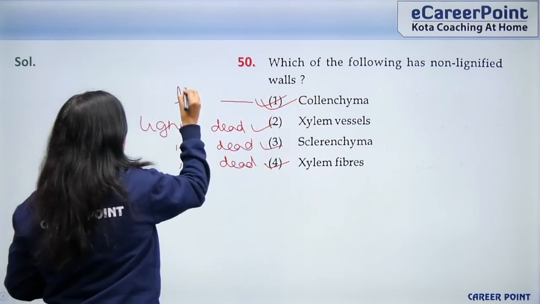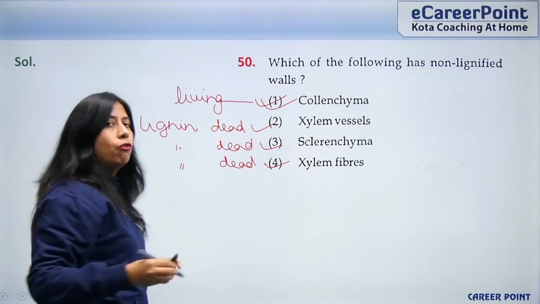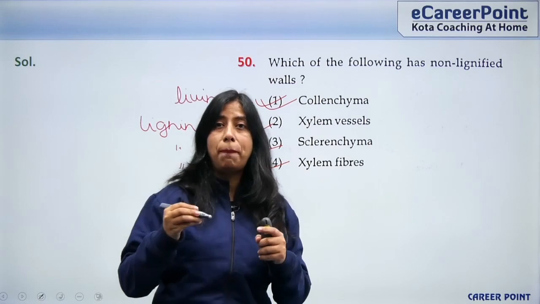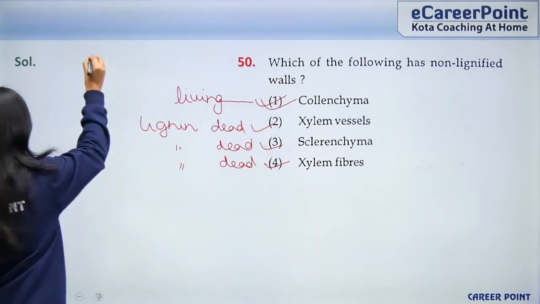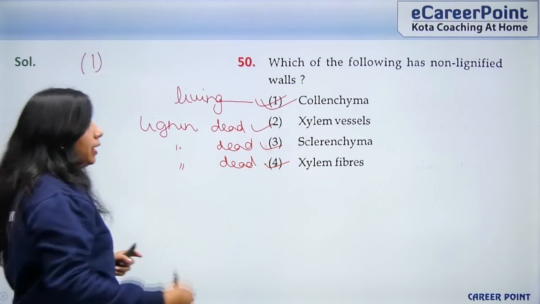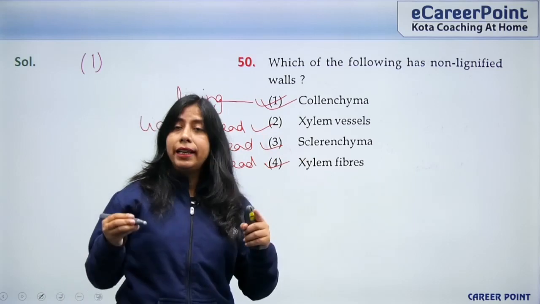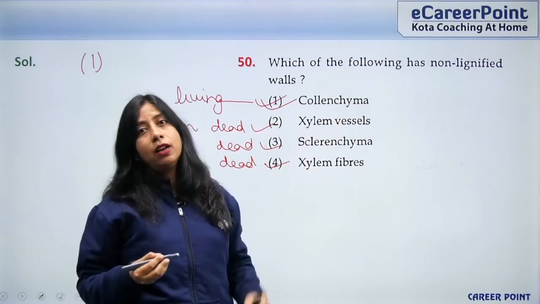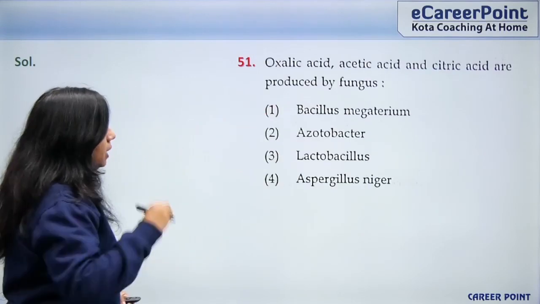It is the living cell. And here the cell wall does not have lignin. They have a deposition of pectin in their corners. So here option number 1 would be the correct answer. Collenchyma does not have a lignified wall. That means they have a non-lignified wall. So the answer would be Collenchyma here.